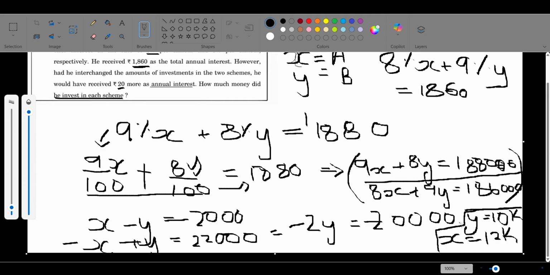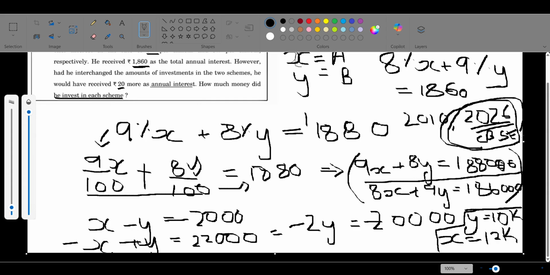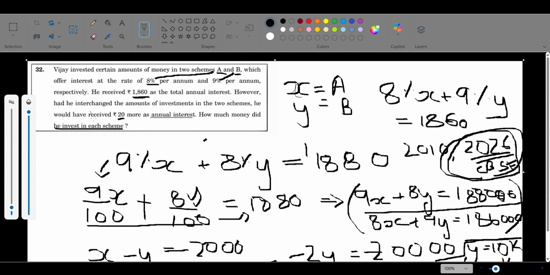So we have x is equal to 12,000 and y is equal to 10,000. This question was asked in 2010, and many people are saying it may also be asked in the coming board exam in 4 days, 2026 CBSE. So these simple interest rate questions may be asked, and I'm pretty sure 80% of such questions can come, for example, in class 10. Thank you for watching.